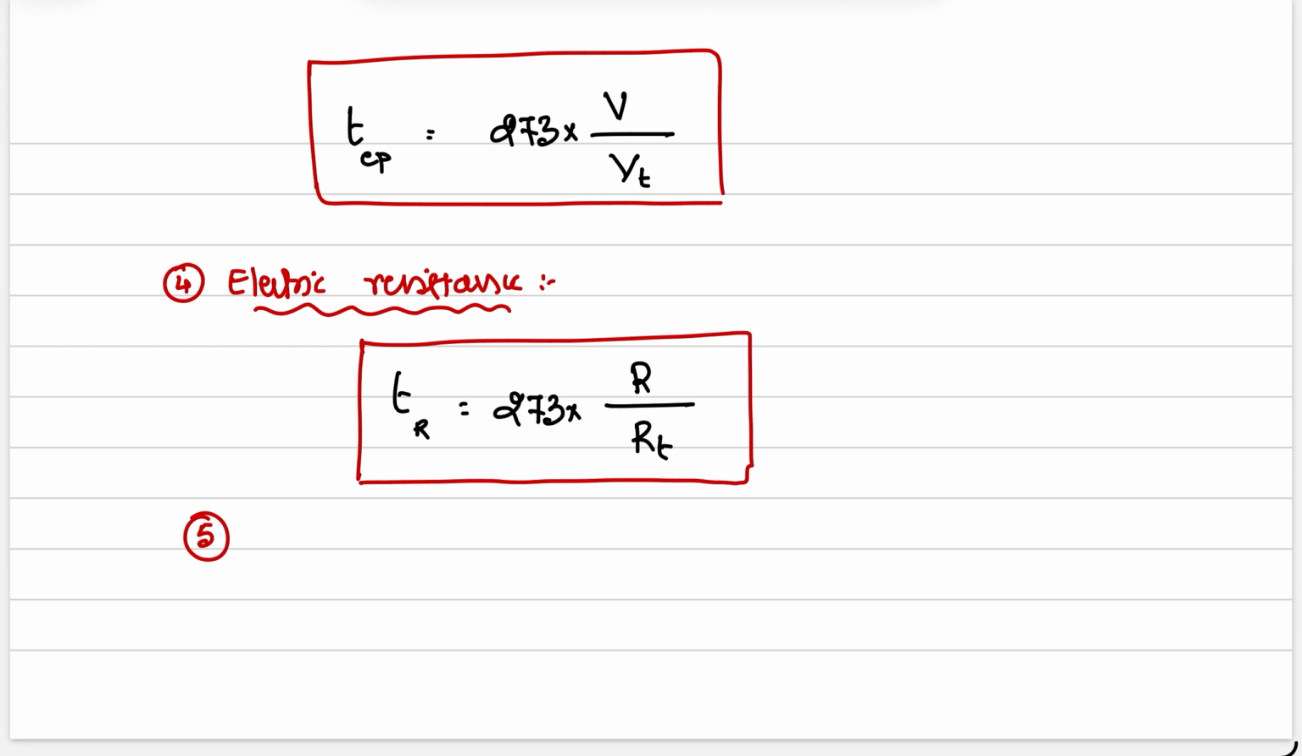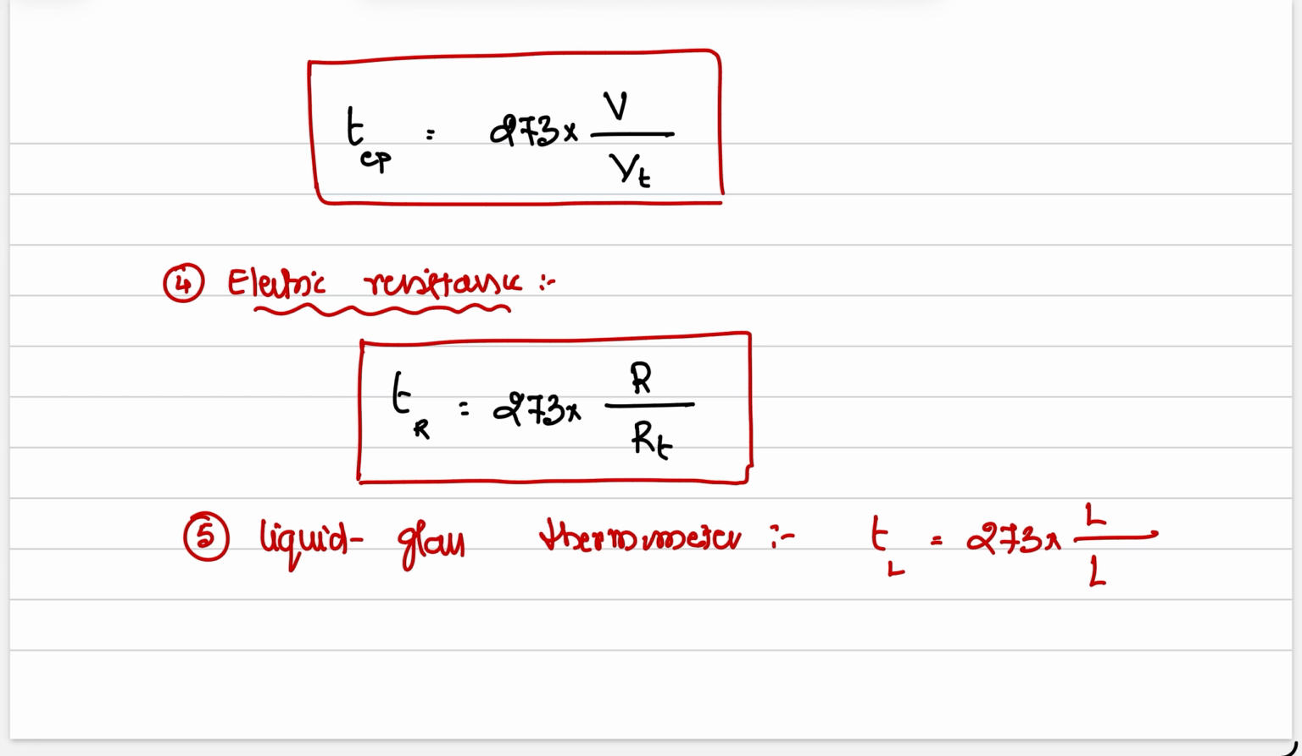Now, last and final is liquid glass thermometer. The principle is the liquid level. The temperature at some liquid level is equal to 273 into liquid level at which temperature is to be known divided by liquid level at some particular temperature known.